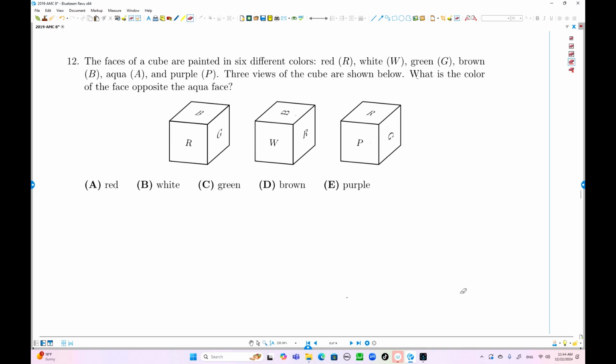Number 12. The faces of a cube are painted in 6 different colors, red, white here, right? Q and P. So only 3 views are shown here. What is the color of the opposite face of QR, right?